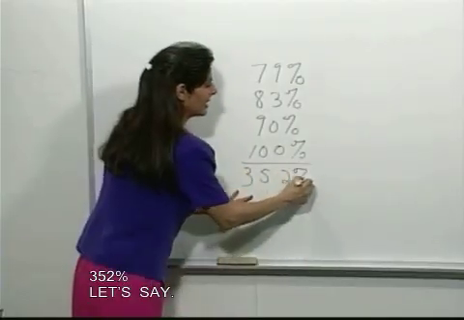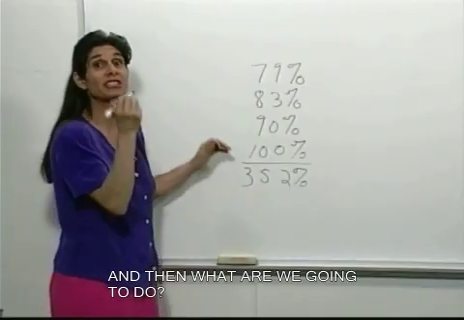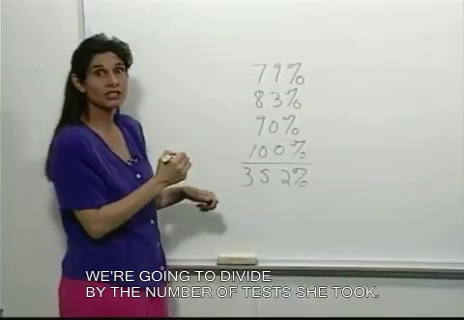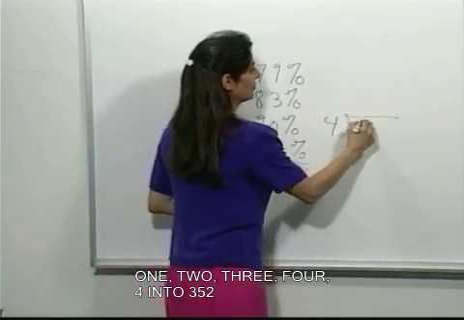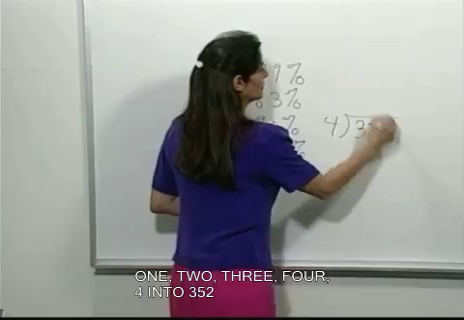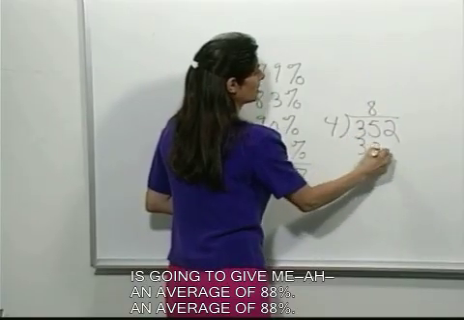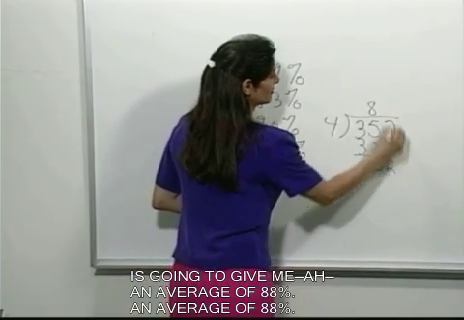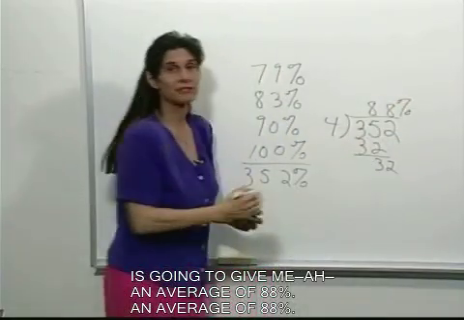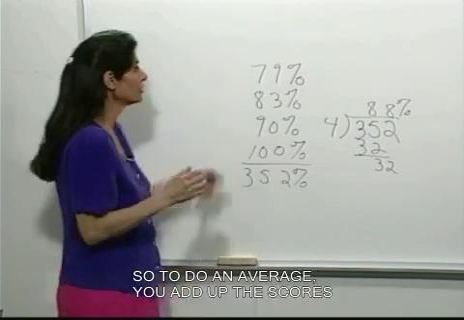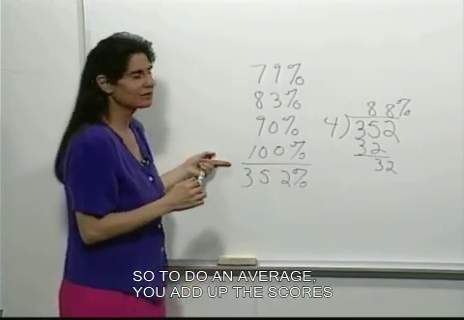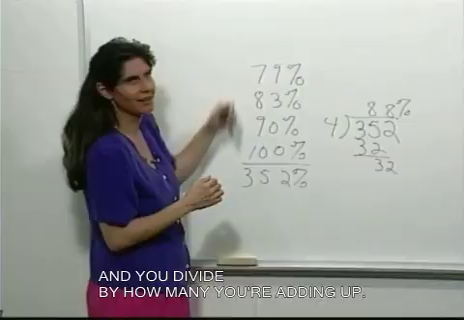352%, let's say. And then what are we going to do? We're going to divide by the number of tests she took. 1, 2, 3, 4. 4 into 352 is going to give me an average of 88%. So to do an average, you add up the scores and you divide by how many you're adding up.